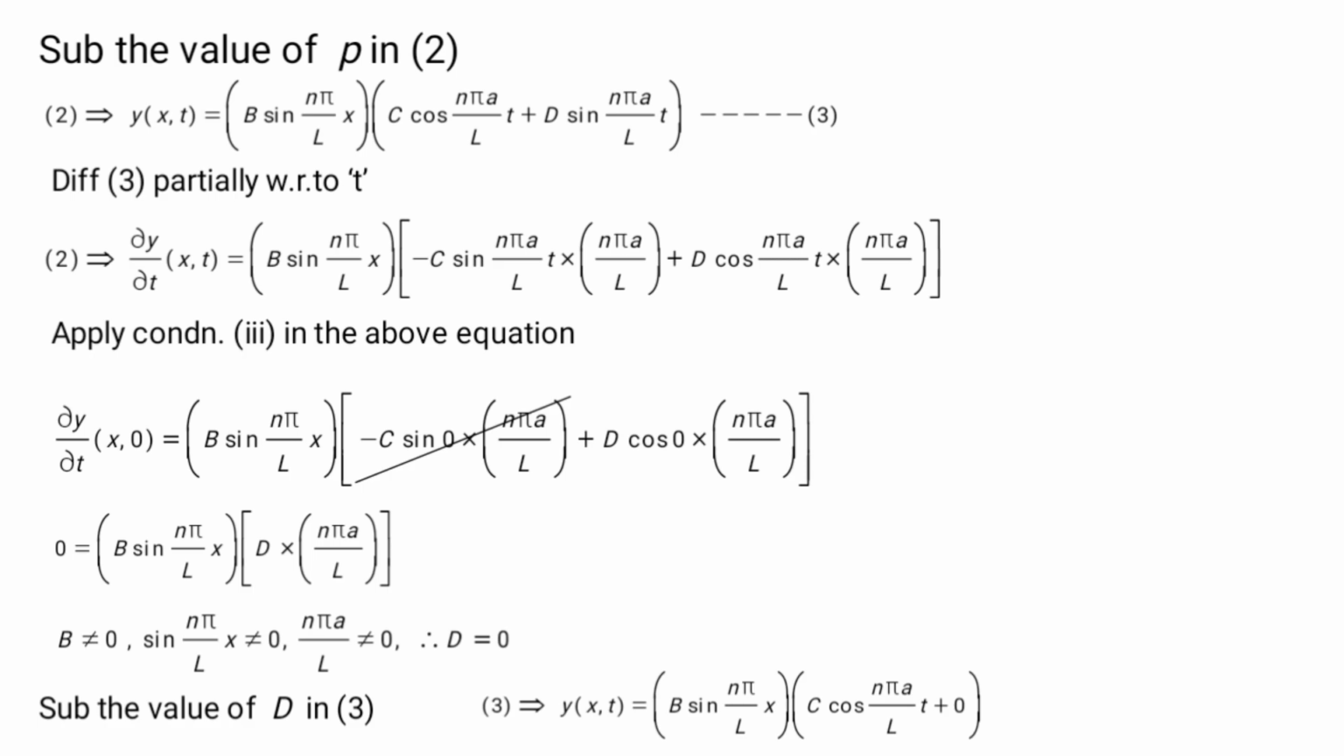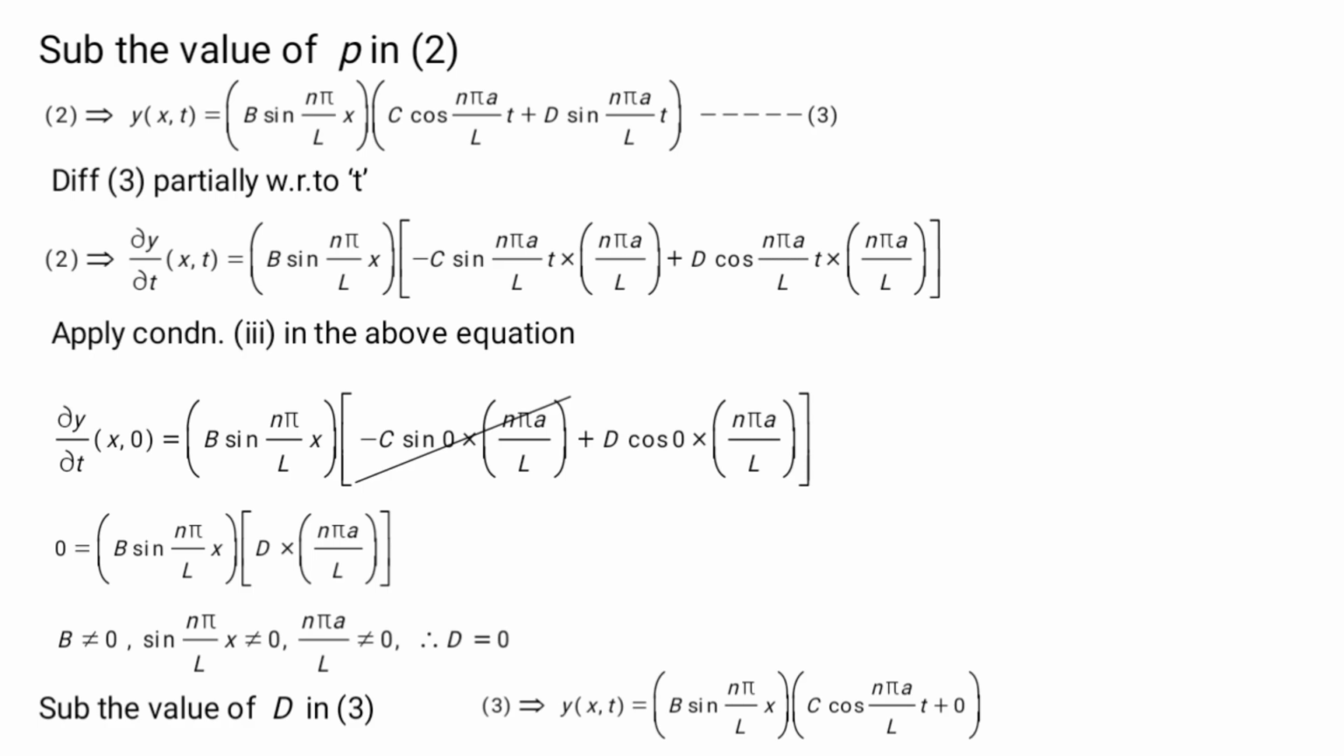And substitute the p value in equation number 2. So we have y of x comma t is equal to B sin n pi x by L into (C cos n pi a t by L plus D sin n pi a t by L). Let's partially differentiate with respect to t. So t is the only variable, x and y are constant.